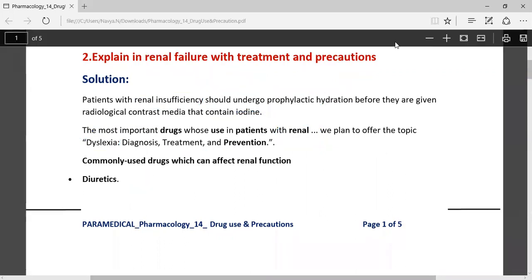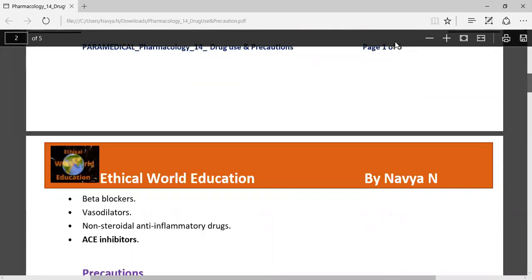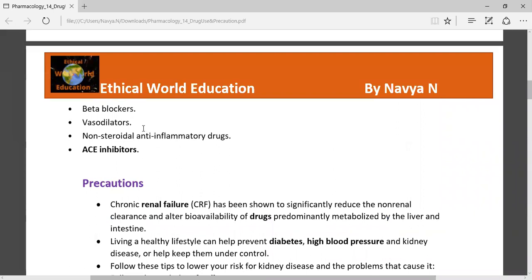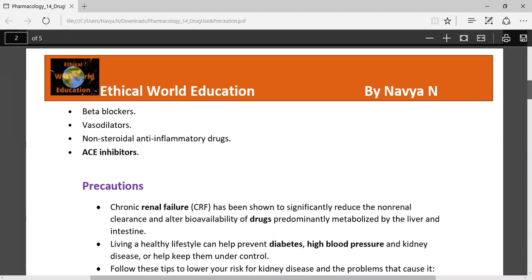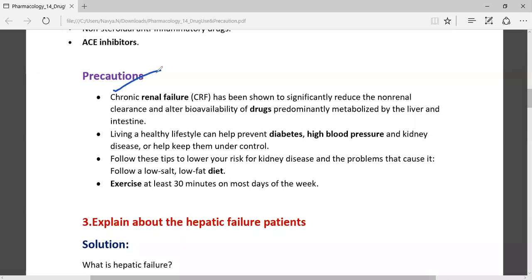Yes, that is diuretics. And we have other medications or drug names also. Beta blockers, this is one type of drug, and vasodilators and non-steroidal anti-inflammatory drugs. These have also been used for that type of patients, and ACE inhibitors. These are the drugs used for those kinds of people. And also we have the precautionary measures.